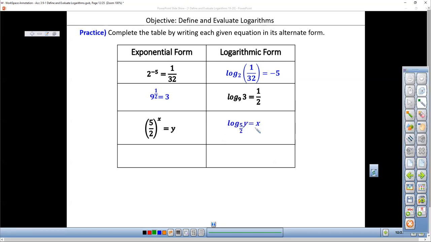This one, you should be equal to the x because the x is the exponent, and your base of 5/2 is your subscript. Parentheses are not required around a fractional base in its logarithmic form. They are required around the base in its exponential form. So those parentheses here are absolutely necessary. Here we usually don't see parentheses around bases at all.